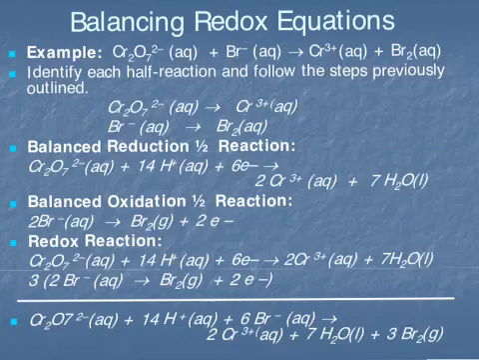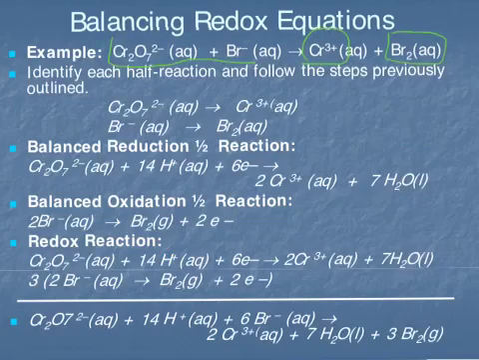We can now combine our knowledge of oxidation half reactions and reduction half reactions to build a complete redox reaction. The example here, we have dichromate reacting with bromide ions to yield chromium 3+ ions and liquid bromine. By looking at the oxidation numbers, we can tell that dichromate will be reduced, whereas bromide is going to be oxidized.